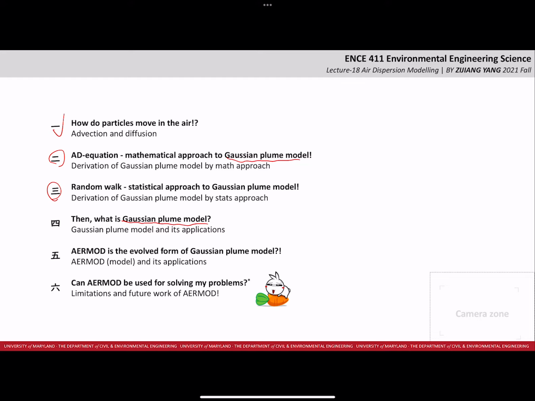And then we are going to talk about what the Gaussian Plume model is. The Gaussian Plume model is relatively simple, so it has some modified or complicated versions. So I would like to briefly talk about AERMOD, which is based on the Gaussian Plume model. And then we are going to discuss whether AERMOD can be used for solving some of the problems. I put a star here because I'm not sure if the time is enough, so this would be the optional one.